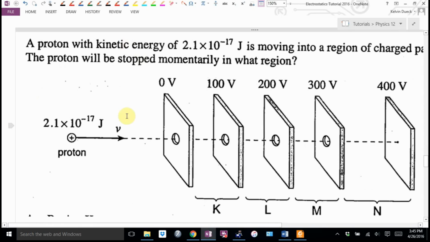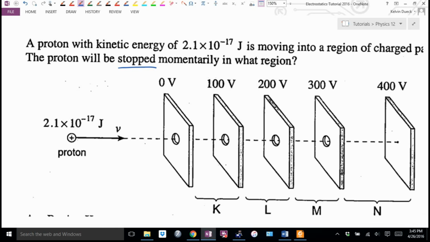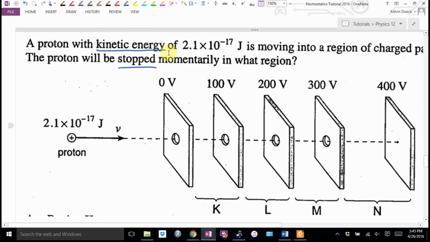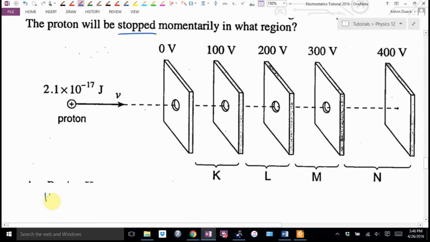An advanced question. Here's a proton with this much kinetic energy, and it's moving into a region of charged particles. The proton will be stopped momentarily in what region? What's your hint that you want to solve this with energies? What's an even more blatant hint, Raj? Because the question is talking about energies. Okay? So I would start out saying, you know what? This is a change in height, conservation of energy.